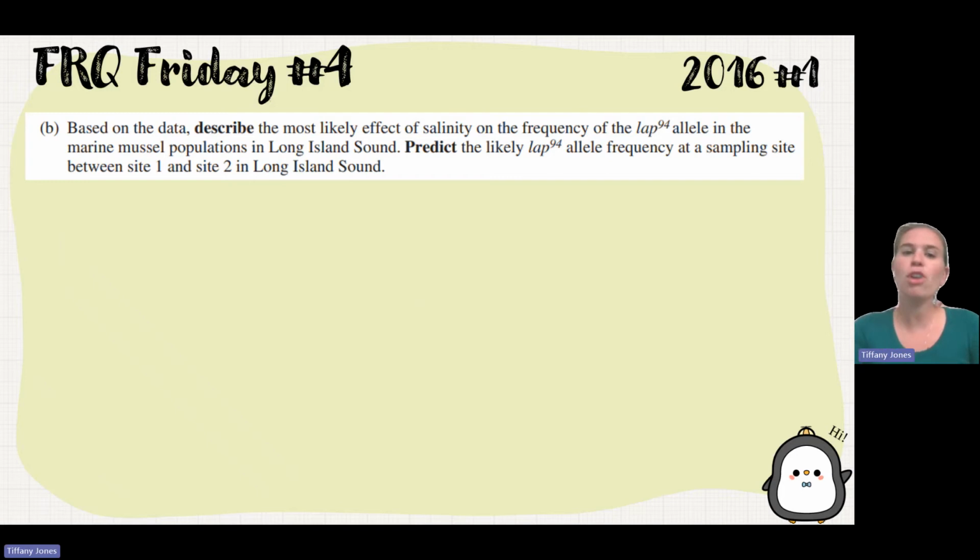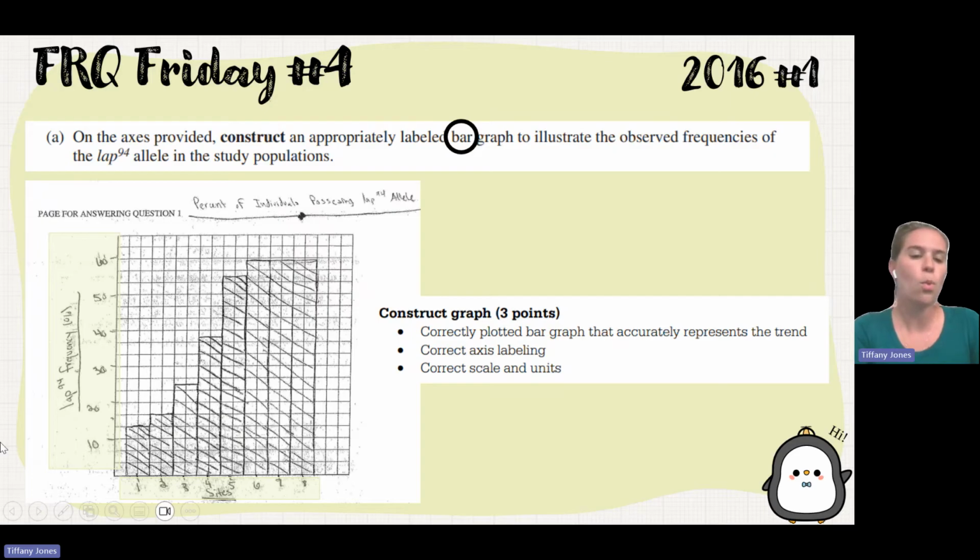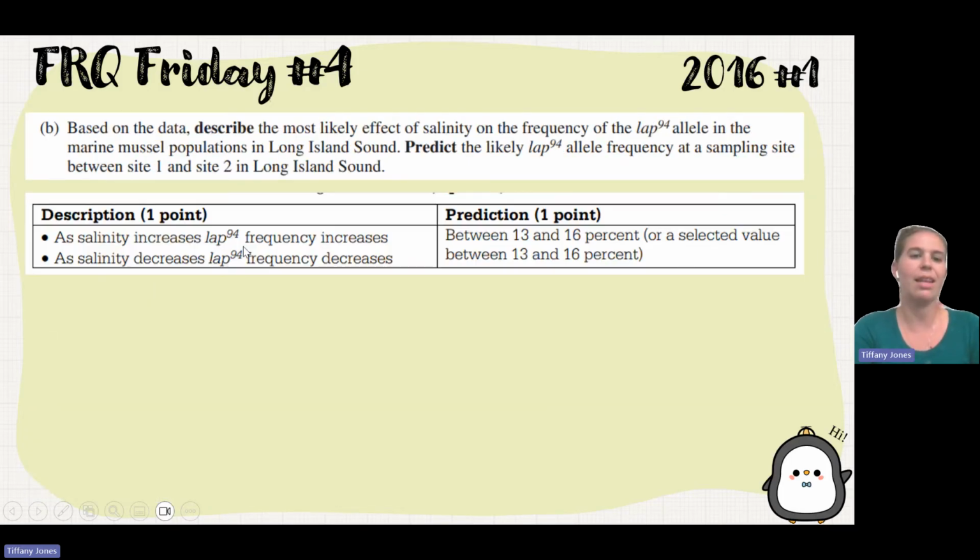So based on the data, describe the most likely effect of salinity on the frequency of the allele in the populations. So what we see is that as the salinity increases, we're seeing an increase in our lap allele. And so that's what you need to talk about. You need to say that as the salinity increases, the lap frequency increases. Now, a lot of students will say this backwards, and they'll talk about that as the frequency increases, the salinity increases. That is not appropriate. We cannot say that because it's not the frequency that's causing the salinity, it's the salinity that's causing the frequency. And so you need to make sure you're understanding the causation. You could have also said the opposite, where as salinity decreases, the frequency also decreases.